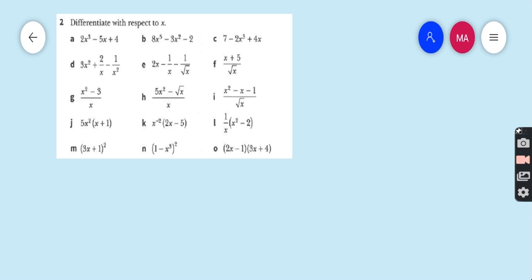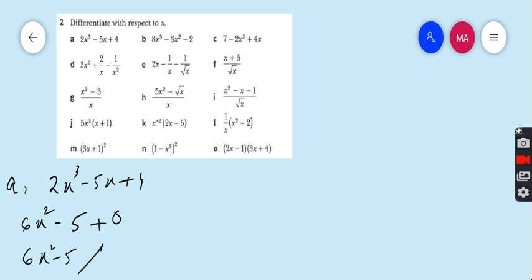So question number 2 part A. Find the derivative, or you can say differentiate, 2x cube minus 5x plus 4. So 2 3s are 6, and the power 3 minus 1 is 2, so 6x square. Minus 5x: the derivative of x is 1. And the derivative of a constant number is always 0. Constant means without x. So the final answer is 6x square minus 5. Hope you understand. Move to part B.